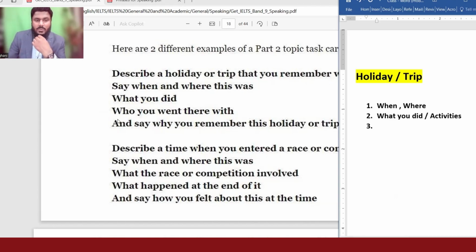And what is the next point, Zoha? Who you went there with. It includes whether it will be a family holiday or a friends' trip. Very well then. It means friends, with persons, basically the persons with whom you visit that place. It means members or the participants. Clear? Yes, sir.